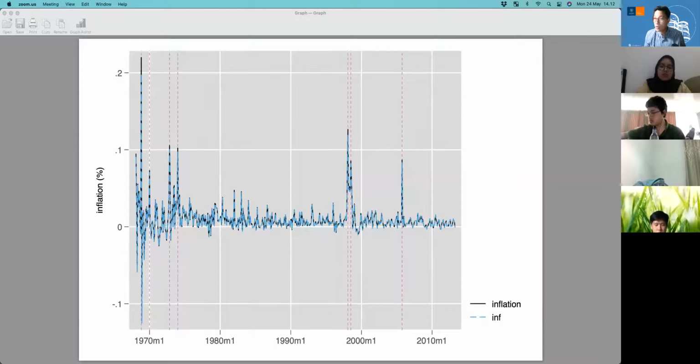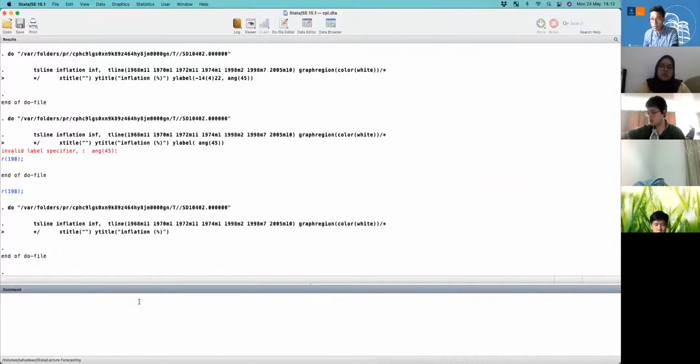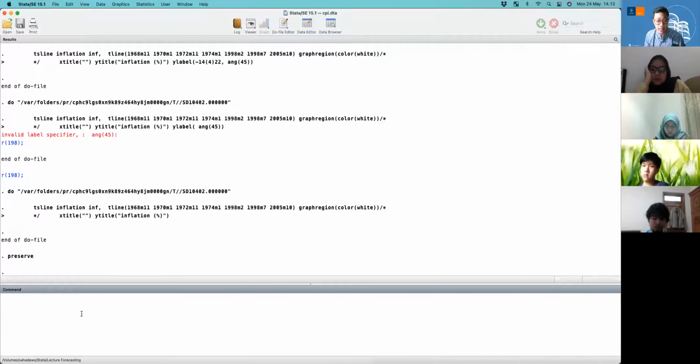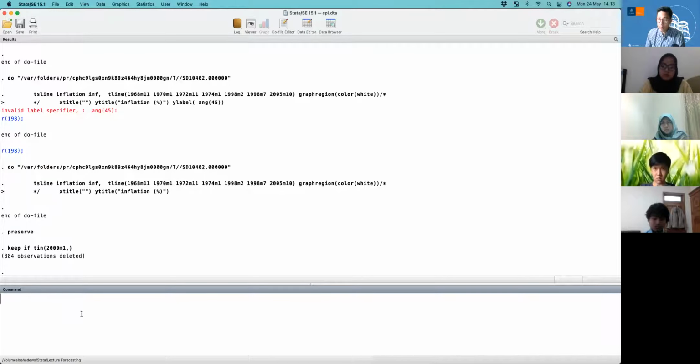All right, so I'm going back to Stata, and I'm going to provide you an illustration on how to do detrending. So the first thing that I'm going to do is preserve the data set, and I'm going to keep if the observation is between January 2000 until the end of the data set. Okay, and so before we do any detrending, the first thing that we want to do is just to look at the data.